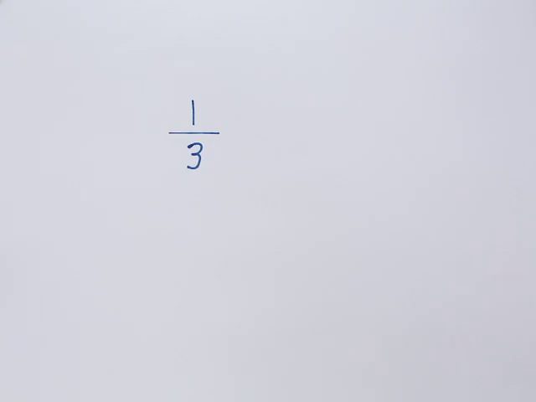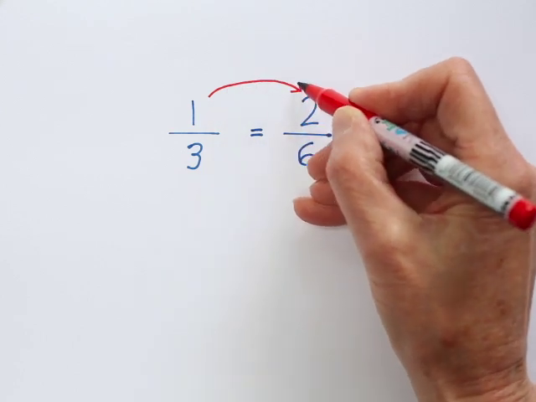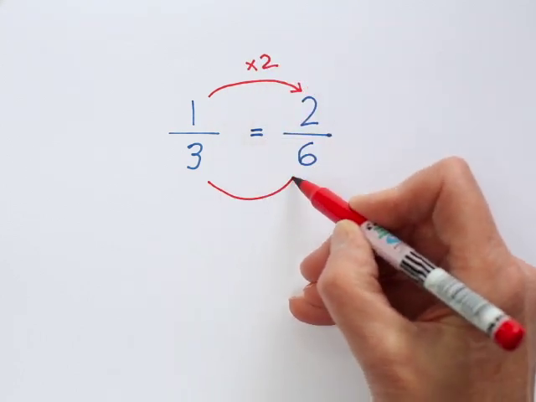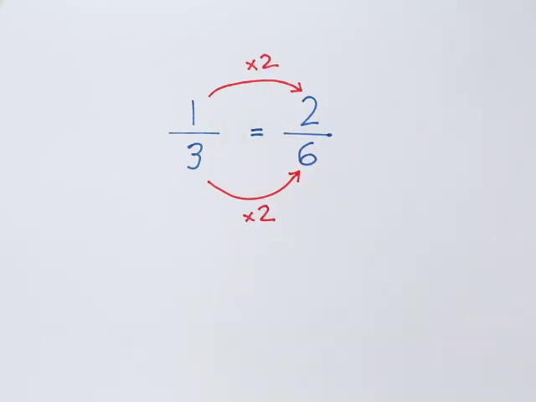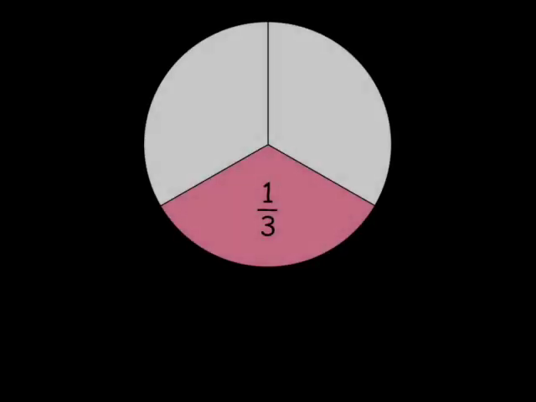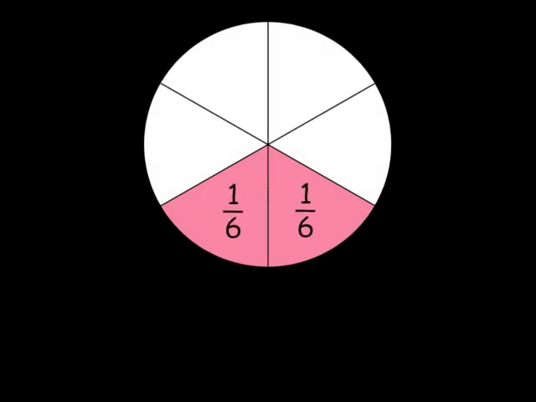Here are a couple more examples. Firstly, take a third. If you multiply top and bottom by 2, you get 2/6, which is exactly the same as a third. So the top and the bottom have both been multiplied by 2. In diagram form, you can see that 1/3 is the same as 2/6.